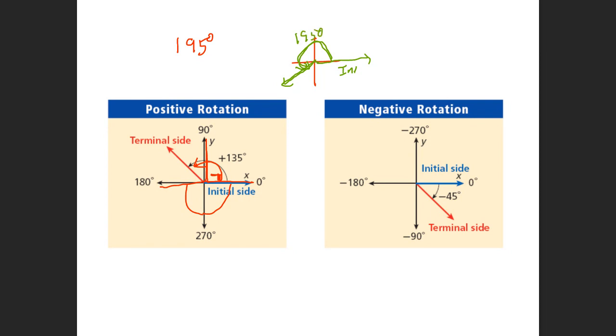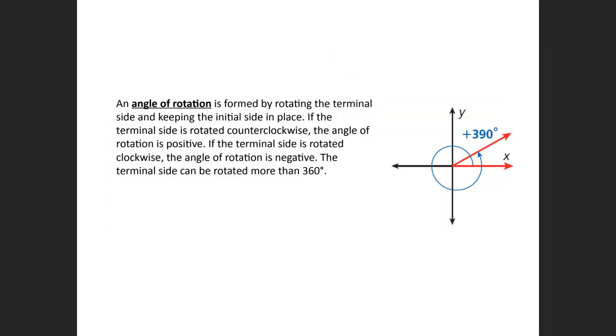Boom. That's 195 degrees. Now, if I asked you to draw a negative 270 degrees, then we would be going this way around the circle. Negative goes clockwise. Okay, so initial side, terminal side. The initial side is where you start, terminal side is where you end. Just a little terminology, doesn't make a whole lot of difference.